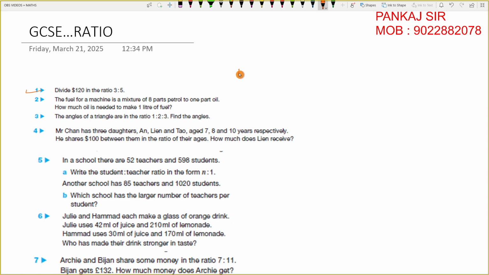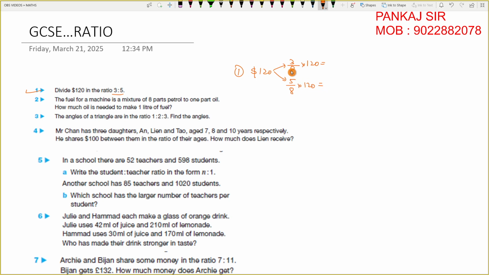So question number 1 can be done in this way. You have $120 and it can be divided into two parts in the ratio 3:5. So this will be 3 divided by 3 plus 5, which is 8, times 120. This will be one of the parts of this $120. The second part will be 5 divided by 5 plus 3, which is 8, times 120.